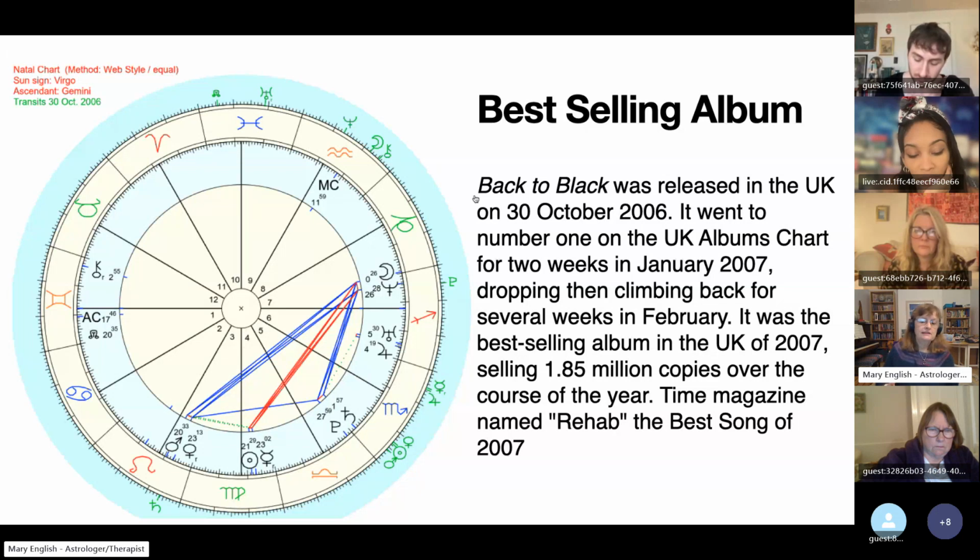The date that was released, Mercury was retrograde. You'll see Mercury's in the sign of Scorpio. The teeny little R next to it indicates it's retrograde, and it's conjunct to Jupiter. Her natal Jupiter's actually in Sagittarius, I think. Yes. So when that album was released, Neptune has now stopped retrograding.